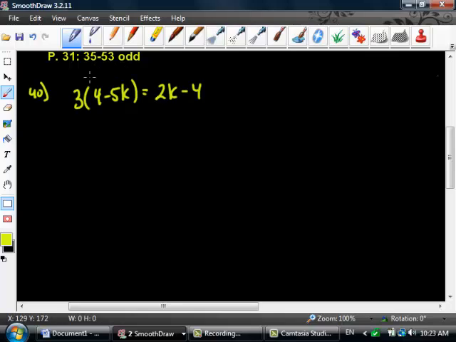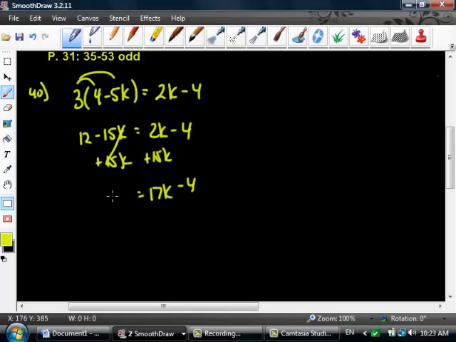The distributive property, definitely. So I'm going to distribute this in. This is 12 minus 15k equals 2k minus 4. Now I can either subtract 2k from both sides or add 15k. I personally like keeping the variable positive. It saves me a step in the end. So that's 17k minus 4 equals 12. I'm going to add 4 to both sides. 16 equals 17k. K equals 16 over 17.